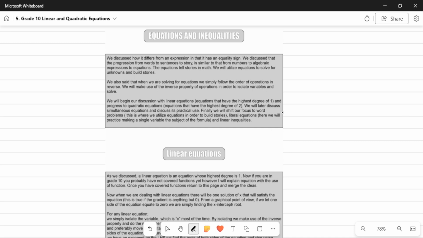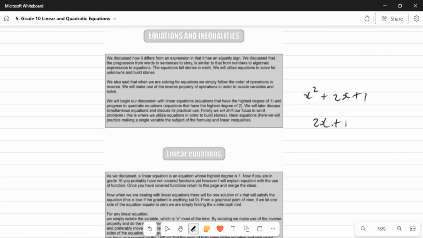So again, exactly as we've discussed with factorization, I said that a trinomial that has a highest degree of 2 has an x squared term in it. That's the highest term that it will have. The variable will have the highest power of 2. Now, when you look at a linear equation, we're saying that the variable will have the highest power of 1 and nothing more. So this is what we call a linear equation.